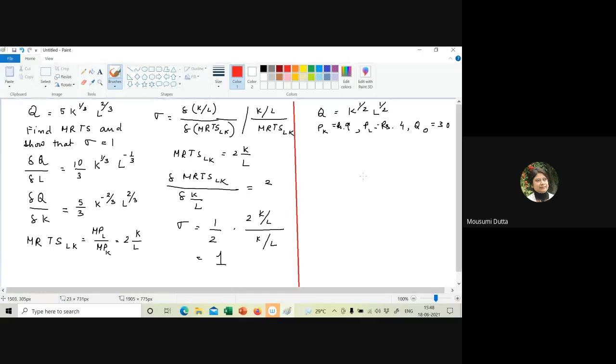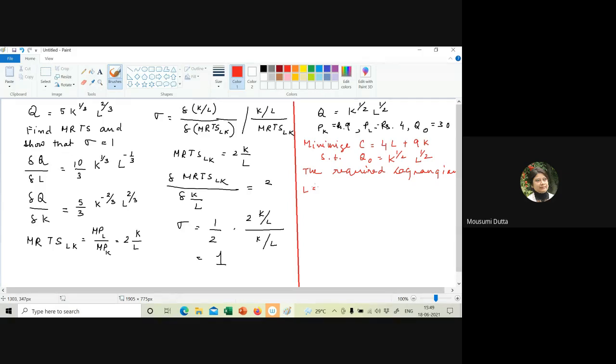Okay, so here we will minimize cost. So the problem will be like this. Minimize C is equal to 4L plus 9K, since PL is 4, subject to Q naught, the required output. The Lagrangian expression will be given by.